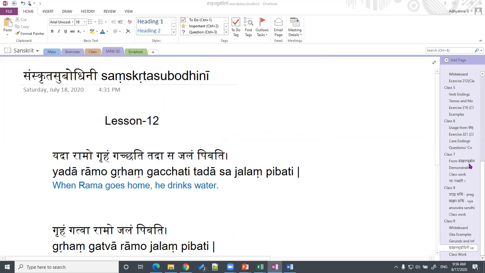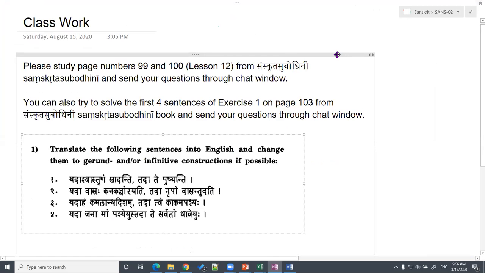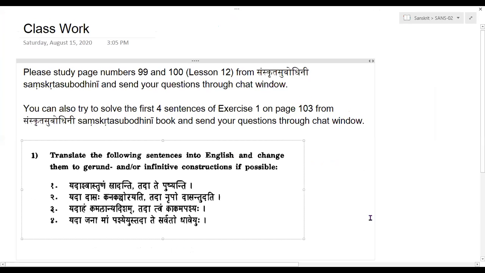If there are no more questions, we'll just have a little bit of classwork, and then I'll explain a few more things about this pratyaya today. So this is the classwork. You can study these 2 pages from Sanskrit Subodhini and send your questions through the chat window. You can also try to solve the first 4 sentences of this exercise I have given here on page 103 from Sanskrit Subodhini, and send your questions through the chat window. Right now it is 9:56, 9:57. In another 10 minutes we'll gather again. Okay, thank you.